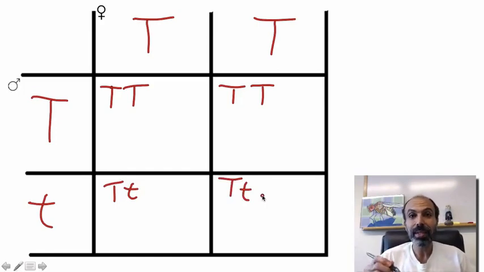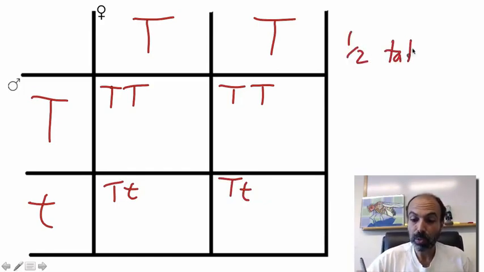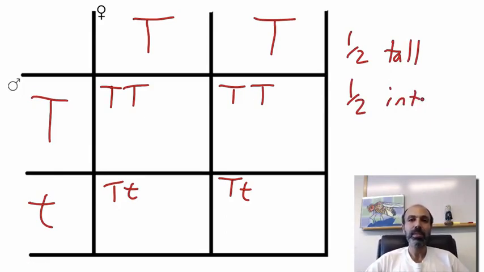So in this case, unlike in the previous example, you would get 1/2 tall corn, and you would get 1/2 or 2/4 intermediate sized corn. You would not, in this case, see any short corn coming out. Now, I hope this illustrates something to you, especially contrasting to the previous example.